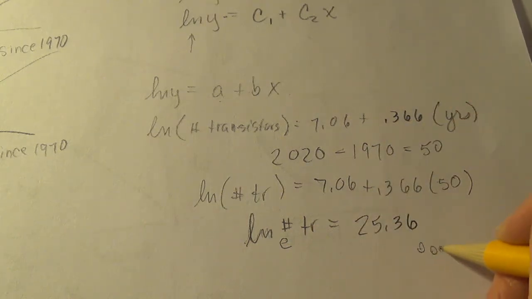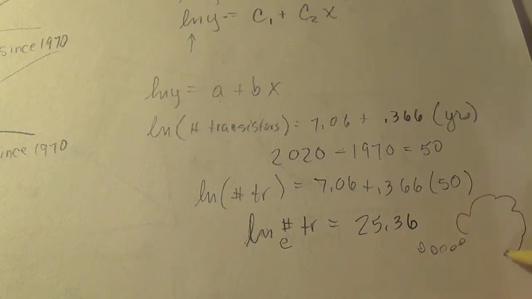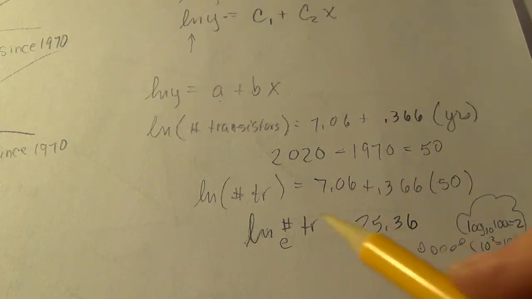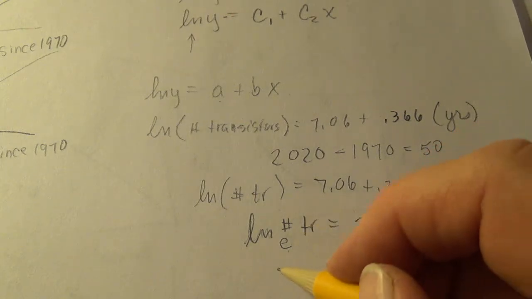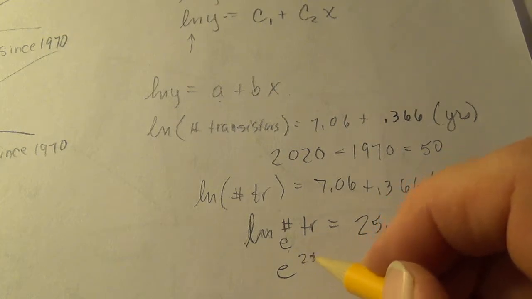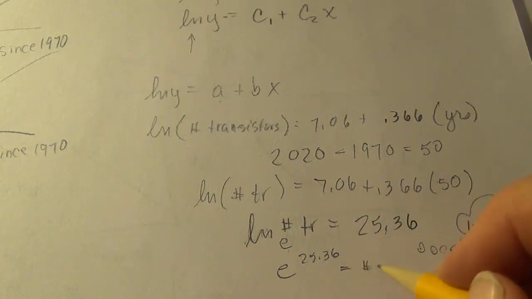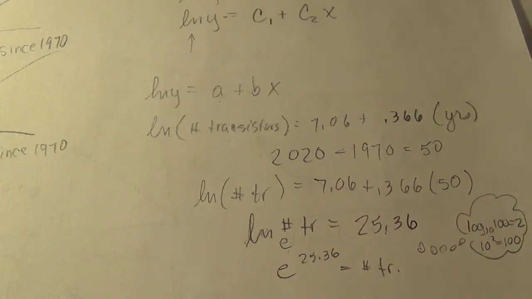So in your thoughts, you know that log to the base 10 of 100 is 2. So you can rewrite that as 10 raised to the 2 is 100. And that's the relationship between exponents and logarithmic statements. So we can rewrite this in exponential form by saying e raised to this number is this number. So e raised to the 25.36 equals the number of transistors that will fit on a chip.